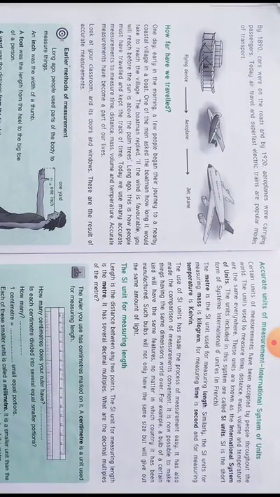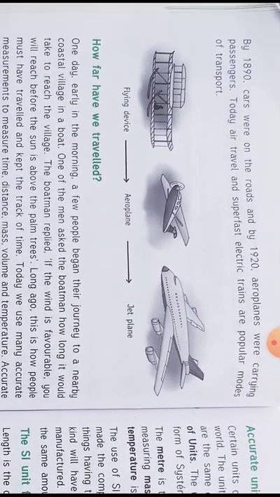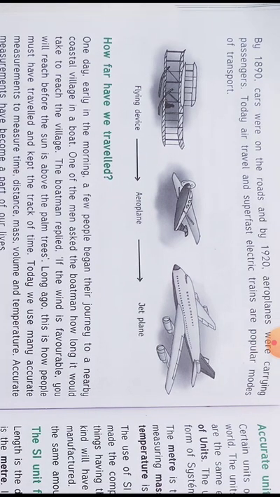By 1890 cars were on the roads, and by 1920 aeroplanes were carrying passengers. You see how fast development happened in our past. Today air travel and super fast electric trains are popular modes of transport. Now there are super fast trains, bullet trains, and we have jet planes. First we had a flying device, which does not look like our aeroplane or jet plane, but it was the early stage of the aeroplane. Then the aeroplane came, then the jet plane came.